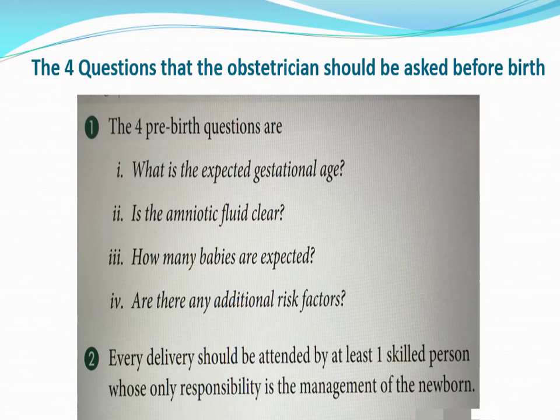So what are the important four questions we need to ask the obstetrician before delivery or birth? The first, what is the expected gestational age? What's the color of the amniotic fluid, whether it's clear or not? How many babies are expected, single or twin or triplet? Are there any additional risk factors? So every delivery should be attended by at least one skilled personnel whose only responsibility is the management of the newborn.